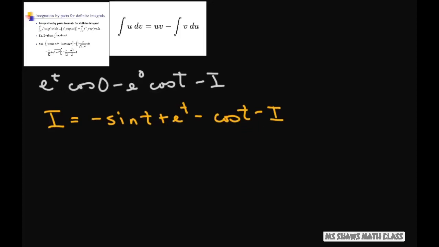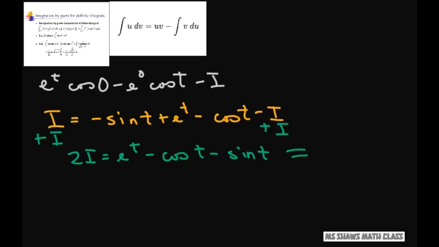So let's add I to both sides, and that's going to give you 2I equals e to the t power minus cosine of t minus sine of t. Therefore, finally, if you divide everything by 2, or just multiply everything through by 1/2, you get I equals one half of e to the t minus cosine of t minus sine of t. And that's your final answer.